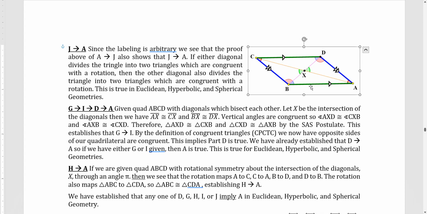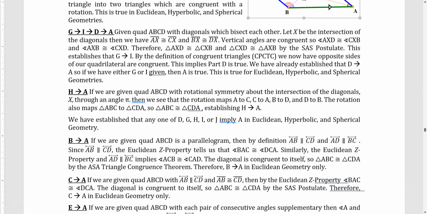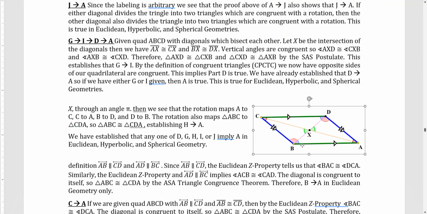So now what do we have? We have both opposite sides congruent, which is part I. So G implies I. Now once we have both pairs of opposite sides congruent, erase one of these diagonals and just keep one, we've got two congruent triangles, which gets us to where we need to be. So if we either get G or I given, then A is true. And that worked for all three geometries.